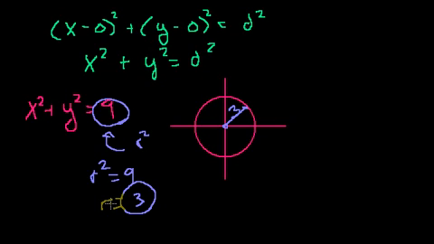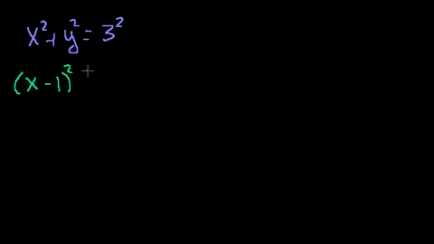So that's a circle, and that's pretty straightforward, but in a lot of algebra classes, they complicate the issue a little bit by shifting the circle. So let's just shift this circle. Let me just rewrite it. The unshifted circle was x squared plus y squared is equal to 3 squared. That's the same thing as 9. And let's say that the new, shifted circle is x minus 1 squared plus y plus 2 squared is equal to 3 squared.